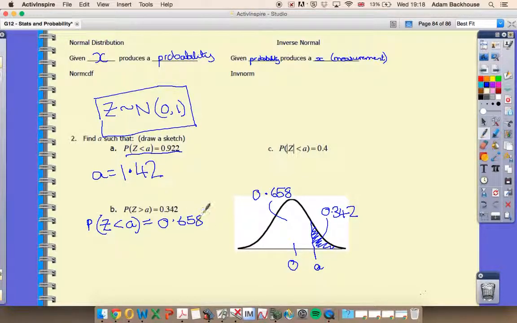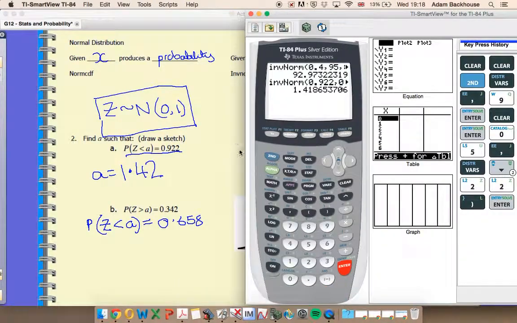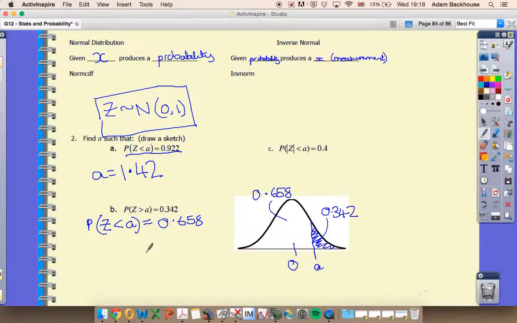0.658. So we can go to our calculator, we can enter it in, and I want the inverse normal, the area 0.658, the mean is 0, and the standard deviation is 1. There we go, 0.407, so a equals 0.407. That looks reasonable. Okay, moving on to our last one.